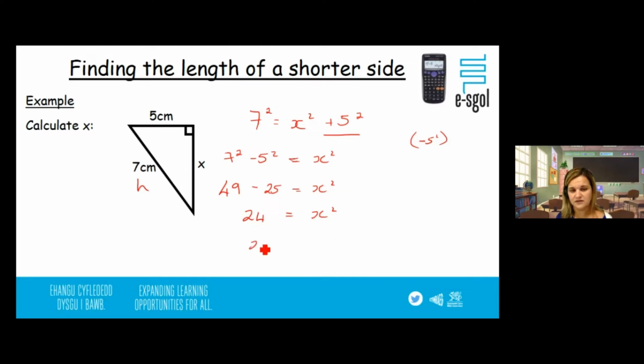So I can now write this as x is equal to the square root of 24. And here you are going to need your calculator. This 24 is not a square number, so you will need your calculator to find your decimal answer. I'm going to give my answer to 1 decimal place. So 4.9 centimetres to 1 decimal place. You need to tell the examiner that you're rounding, and you need your units on there. It doesn't have to be 1. If the question doesn't say what to round to, then you can decide, but you just need to show the examiner that you have rounded.